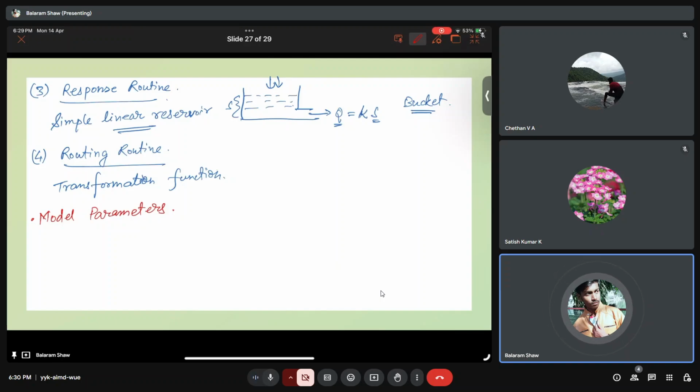Based on that, we can understand that if the temperature is less than the threshold temperature, then this will happen. If the temperature is more than the threshold temperature, then this will happen. So this is one of the meteorological parameters that will be used in this model.